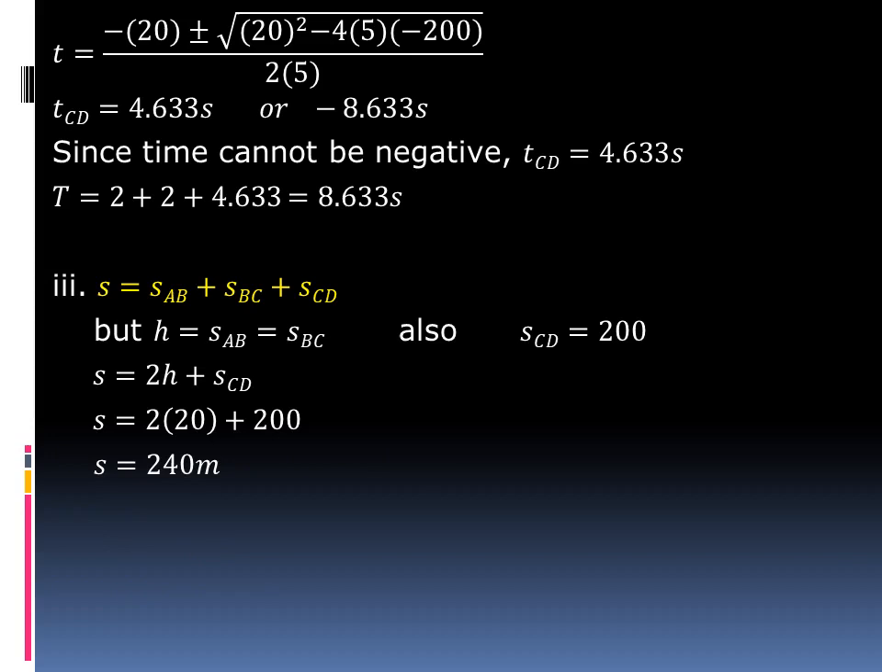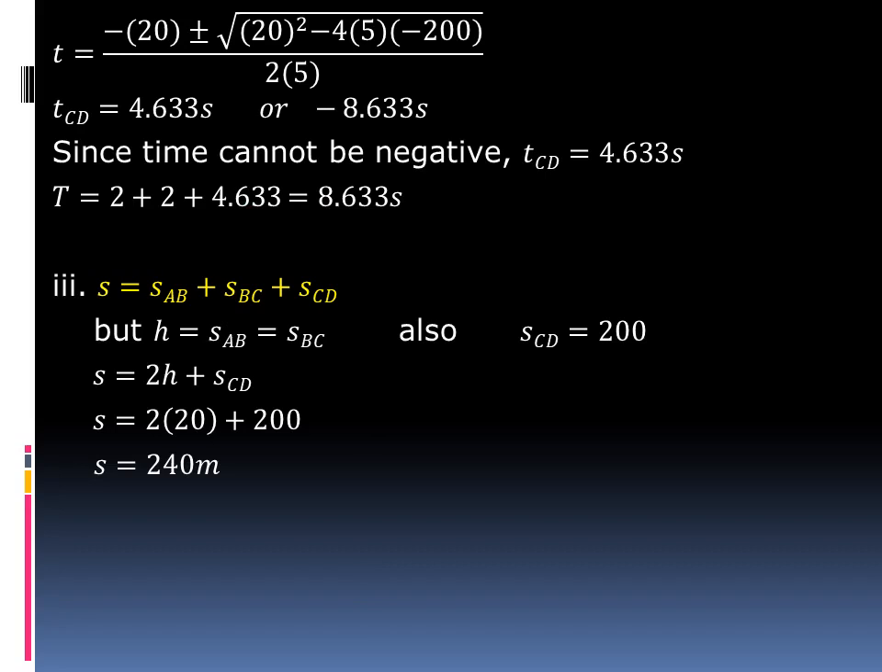Now the almighty formula we know is given as t equals minus b plus or minus the square root of b squared minus 4ac all over 2a. Hope you remember that. So our a is 5 from the equation, our b is 20, and our c is minus 200. So just put them inside. We have t CD equals 4.633 seconds, or negative 8.633 seconds. Now remember that time cannot be negative, hence we go for the positive value, which is t CD equals 4.633 seconds. Hence the time of flight will be equal to 2 plus 2 plus 4.633 equals what? 8.633 seconds. That's good. Hope you understand it.